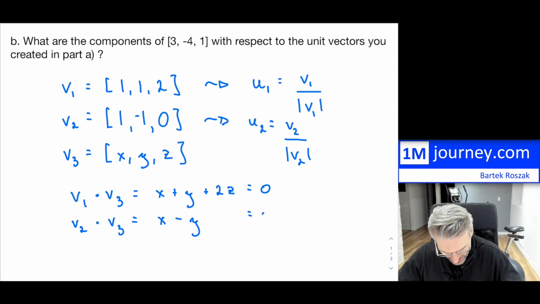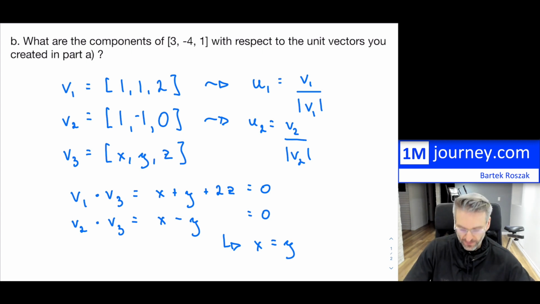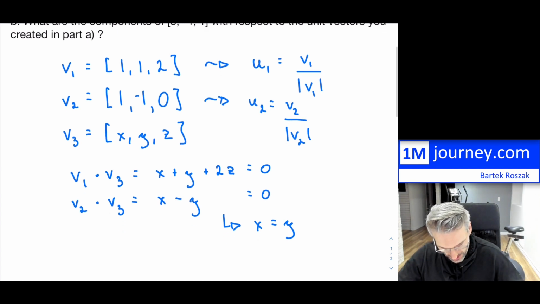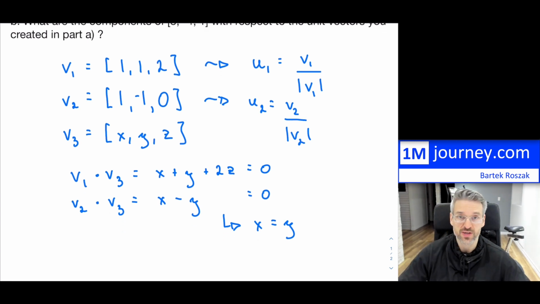So this is going to be that, which from here, notice if you isolate, you can see that x is equal to y. And so that's going to be the choice that we will have. So x is going to be equal to y, and well, the easiest thing to do is just choose x is equal to 1, for example.